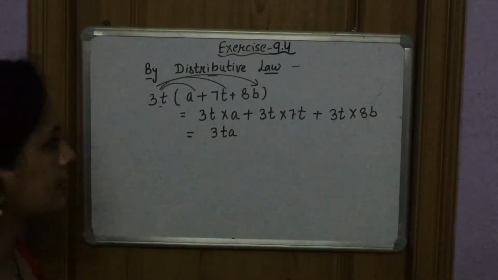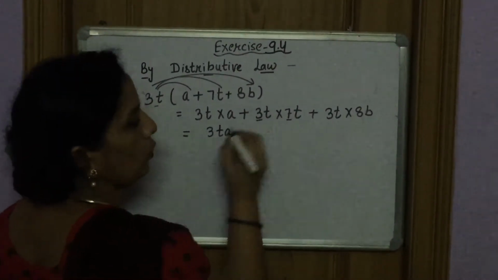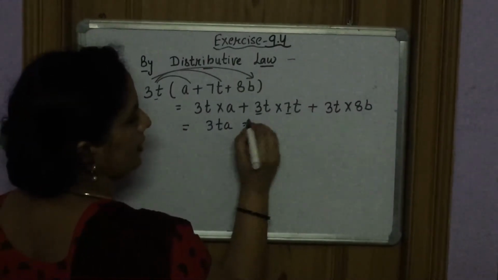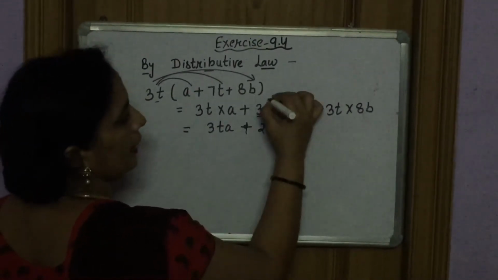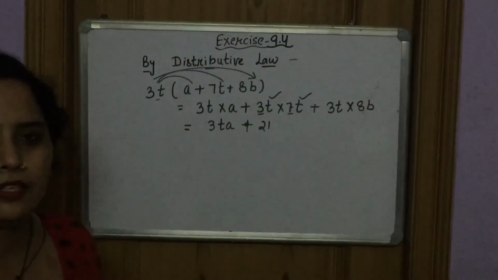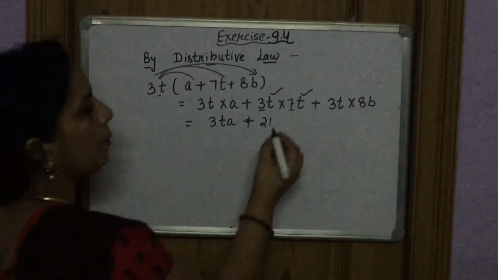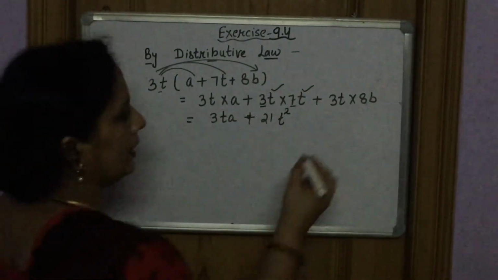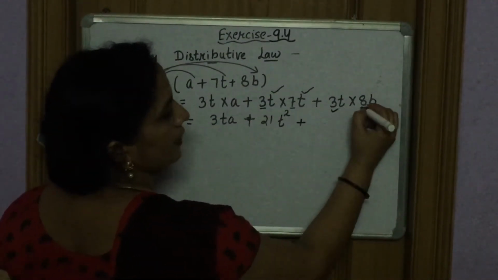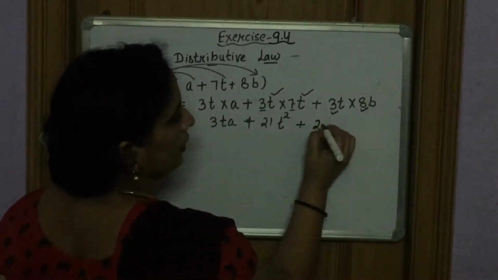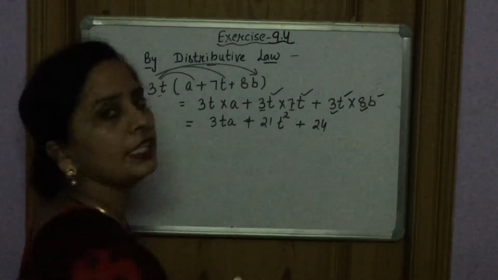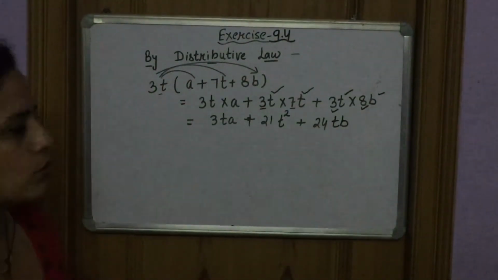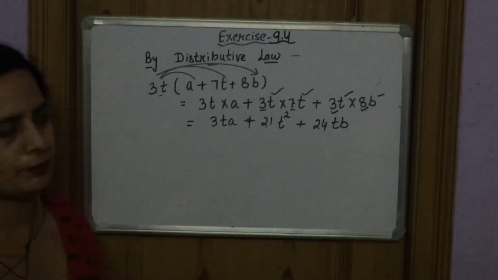Then our final answer will be 3ta. Next, here we have two constants. We have to multiply 7 and 3, that is 21. Again we have two terms in which the base is the same, that means the powers must be added, so the power will be 2. Next, the constant term 24, the variables are different, so we write this term as it is. So this is our final answer.